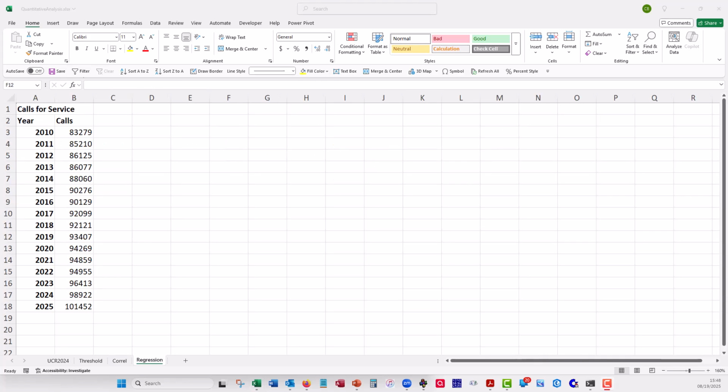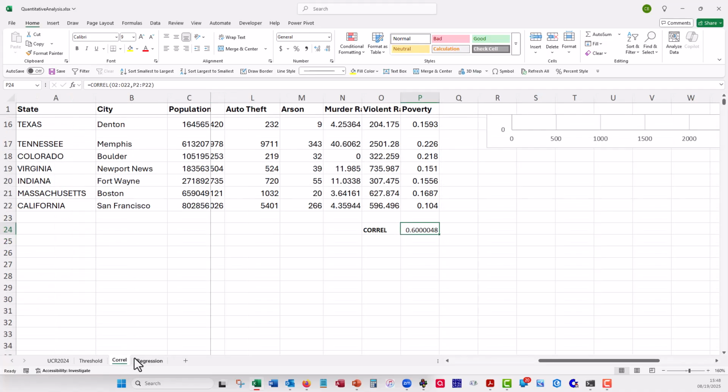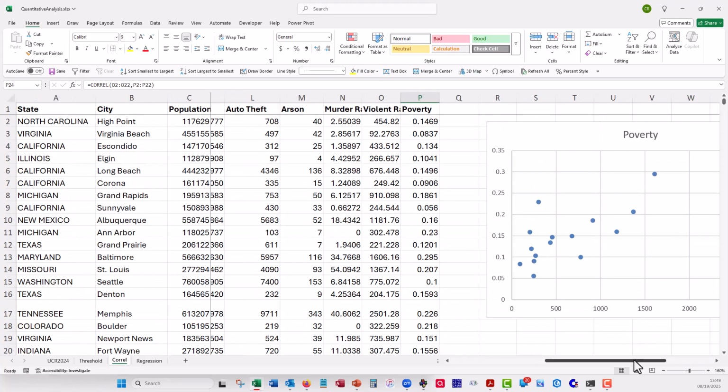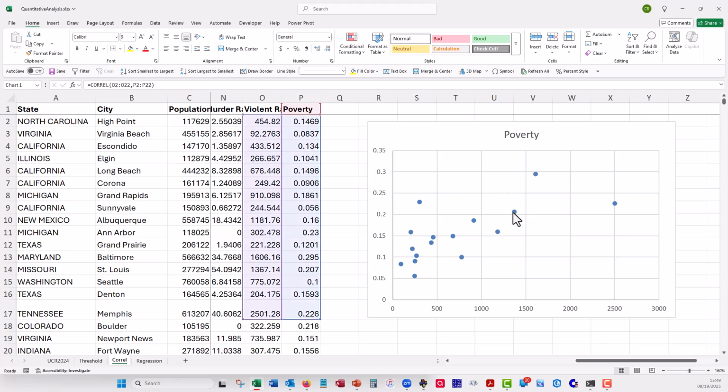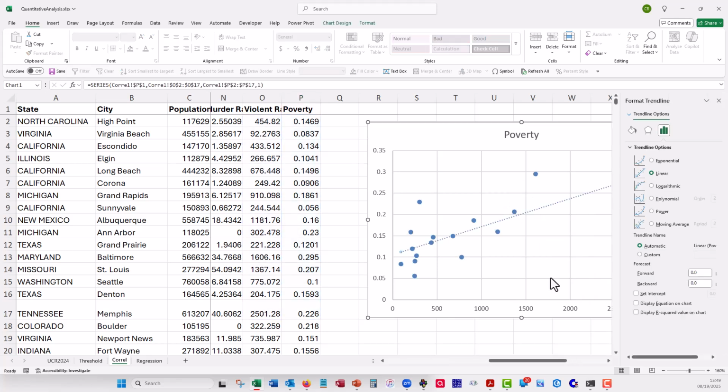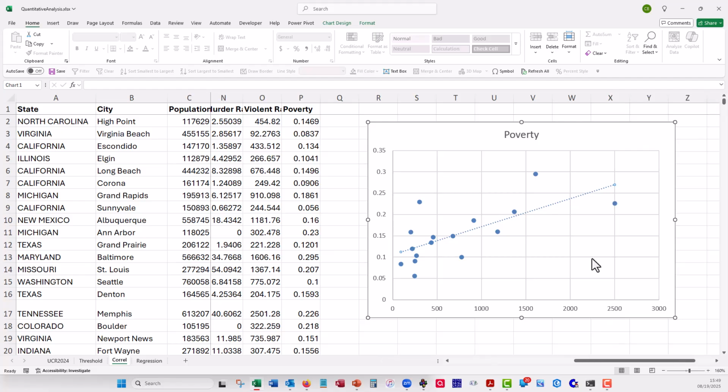All right, we're going to finish here by looking at simple linear regression. Regression builds upon correlation by helping us determine basically what value we should expect to find for one data set given an input from another data set. So if we go back to my graph here between poverty and violent crime, I added a trend line to it. Again, this is basic linear correlation, so I added a linear trend line.